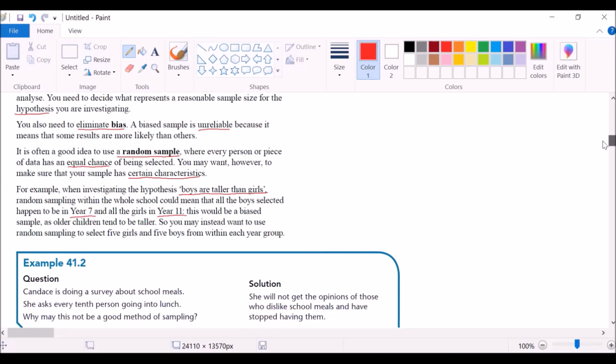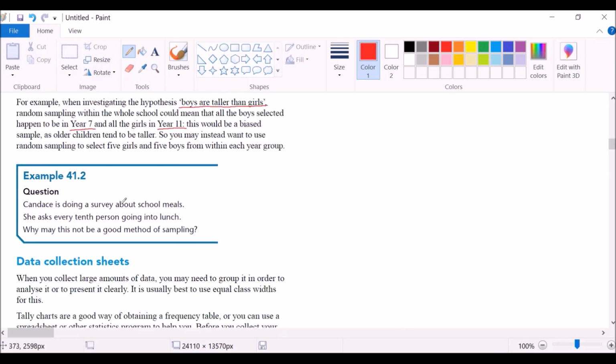Let's look at an example. Candace is doing a survey about school meals. She asks every 10th person going into lunch. Why may this not be a good method of sampling? So if you're asking people who are going into lunch, what about people who are not going?